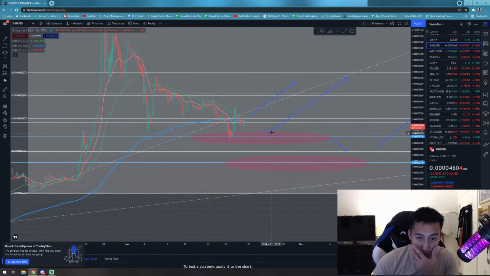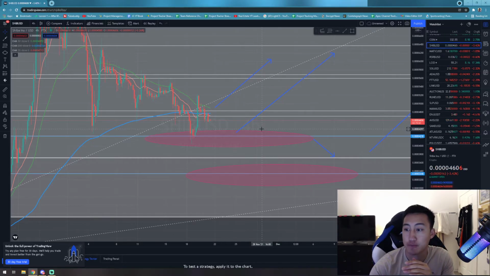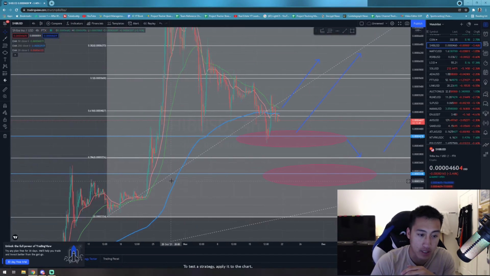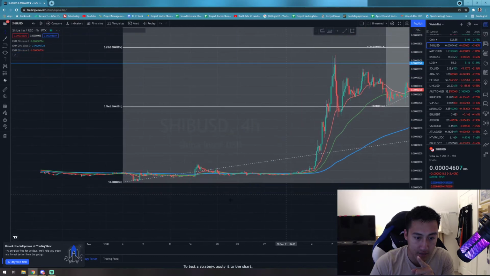So that's what I'm waiting on. I'm waiting on this confirmation here, this green and this blue. Once it crosses, because if you guys haven't heard it before, investors call it the golden cross, and when a golden cross forms, that usually means it's going to be a long-term trend. I'll show you guys an example of what I mean.